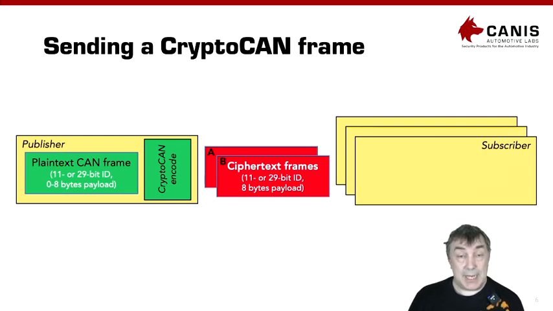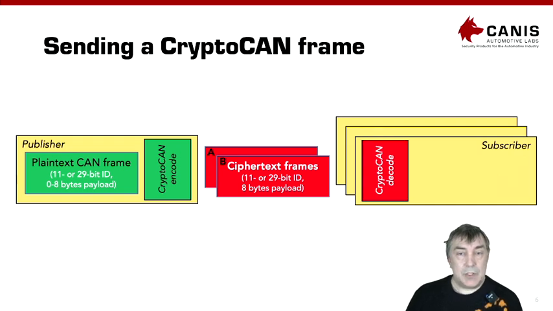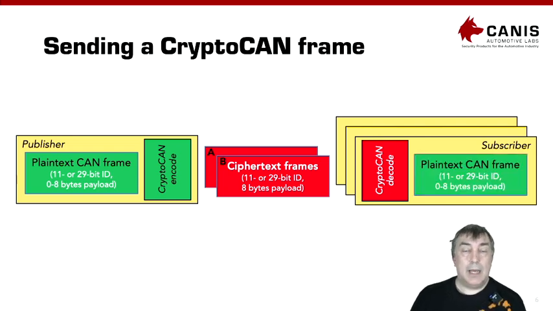So these are the two protected CAN frames that together as a pair make a protective message that implements the plaintext CAN frame. And then at each subscriber there is a decode process, and the decode process operates in reverse. It takes two of these protected CAN frames, a pair in, and turns them back into a plaintext CAN frame.